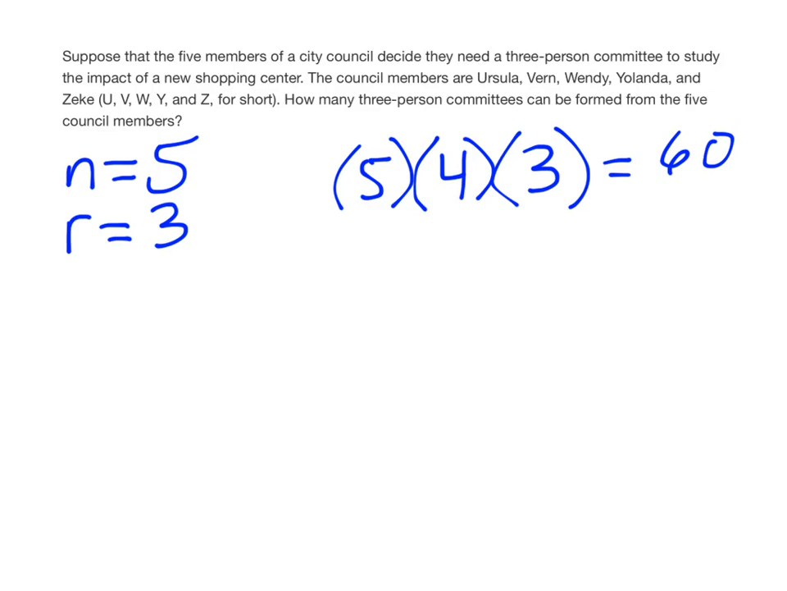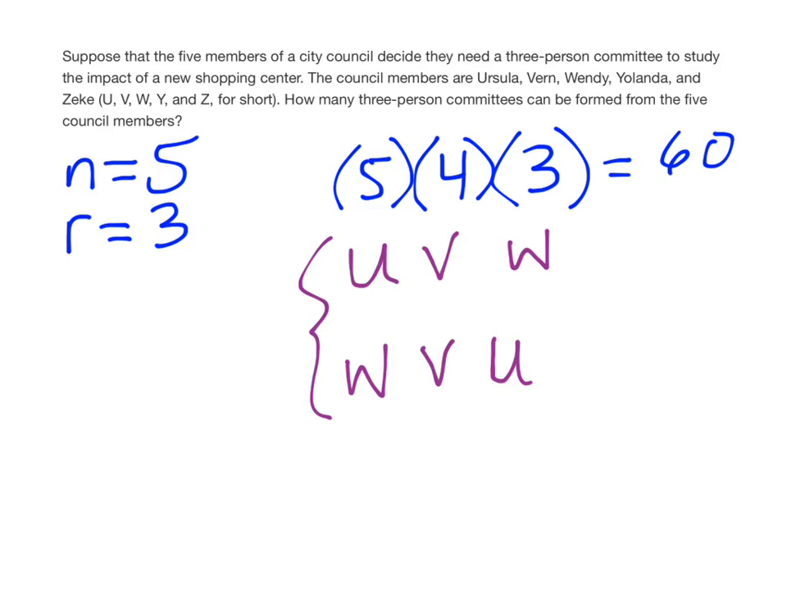But keep in mind, this does include some repeat options that are just in different orders. So let's say we picked Ursula first, and then we picked Vern and then Wendy. Now any of the 5 people could have been chosen first. So let's say that Wendy was picked first, and then maybe we would pick Vern next and then Ursula. Well, notice that those are the same 3-person committee. We just picked them in a different order. But in this problem, we don't really care about the order that they were picked in.